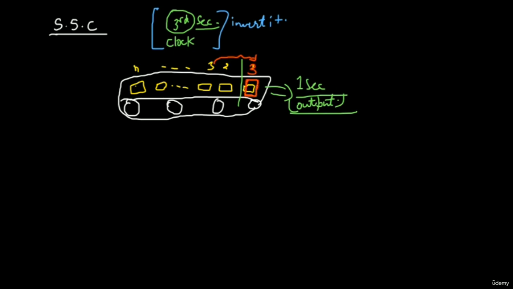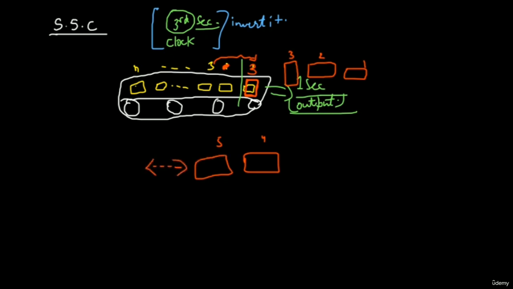Just 3, nothing else. The 1 went this way, the 2 came this way, but the 3 is going to come this way. And then the 4 will come up this way, the 5 will come up this way, until we have gone through all the clock cycles that we have changed. So this is the meaning.